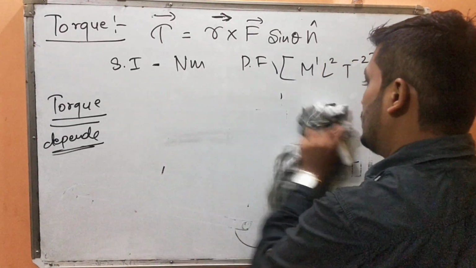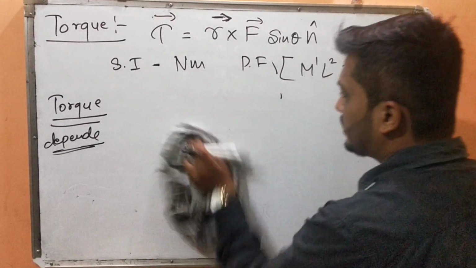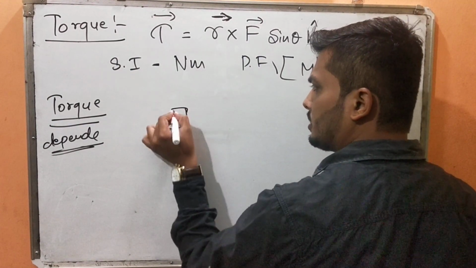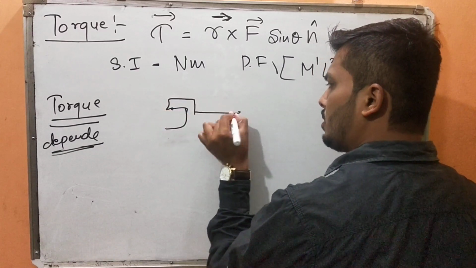So understand on what factors exactly the torque depends. Suppose I'll take this. Suppose there is one bolt.